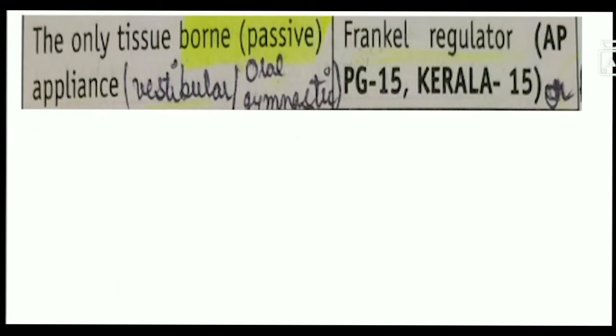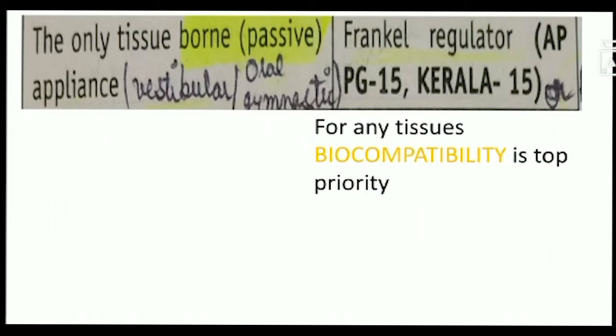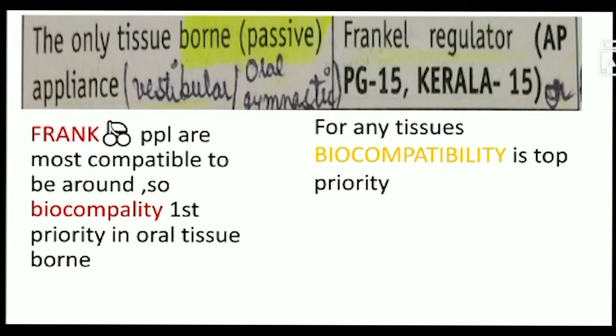Since BDS first year to final year, by now we already know that the most important thing for any kind of material, be it prosthodontics, conservative dentistry and endodontics, or any department, like the orthodontic appliances, obviously the most important thing, what is the most important thing? For any tissue, biocompatibility is top priority. Even if you're wearing an implant, if you're using the best of the best material, or any kind of prosthesis, but if your tissues are allergic to it, it is of no use. So biocompatibility is of top priority. So when you see the only tissue-borne passive appliance, remember the word biocompatibility is of top priority.